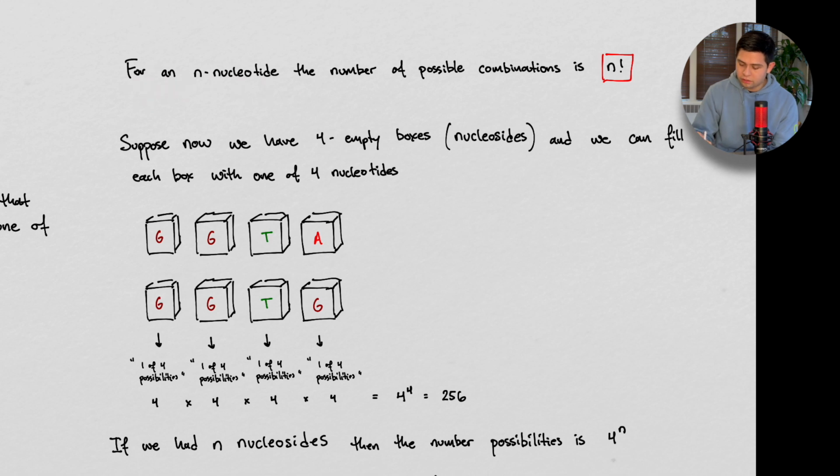For N nucleotides, the number of possible combinations is going to be N factorial. Suppose we had 10 nucleotides. Then it's going to be 10 factorial. That's going to be a big number. The more nucleotides we have, the more permutations we could have, and that's a measure of how much information could theoretically be stored in one strand of DNA. Now keep in mind that DNA is hundreds of thousands of bases, so 100 or 1,000 factorial is going to be a really big number.